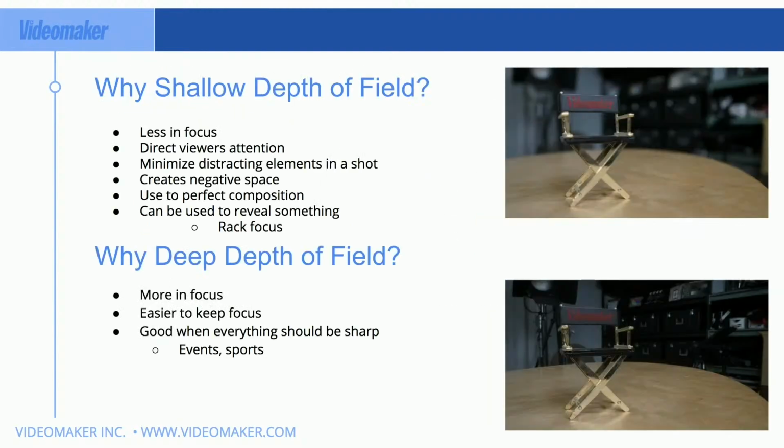All right. So why shallow depth of field? You're going to want to get shallow depth of field because you're able to hide and control the eye of your viewer. Less is in focus. It directs the viewer's attention. It tells the viewer what not to look at. It minimizes the distracting elements in a shot.